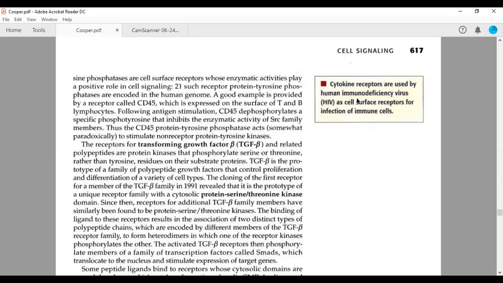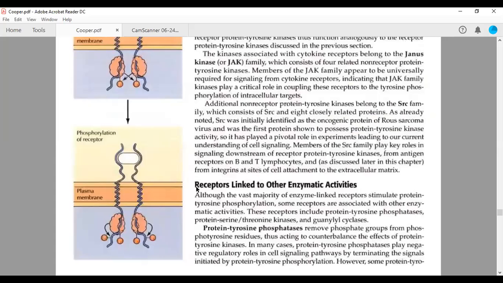Another thing is that cytokine receptors are used by the HIV virus as a cell surface receptor to infect T helper cells. We know this virus infects T helper cells, and with the help of these receptors, CD4 receptors, it infects them.